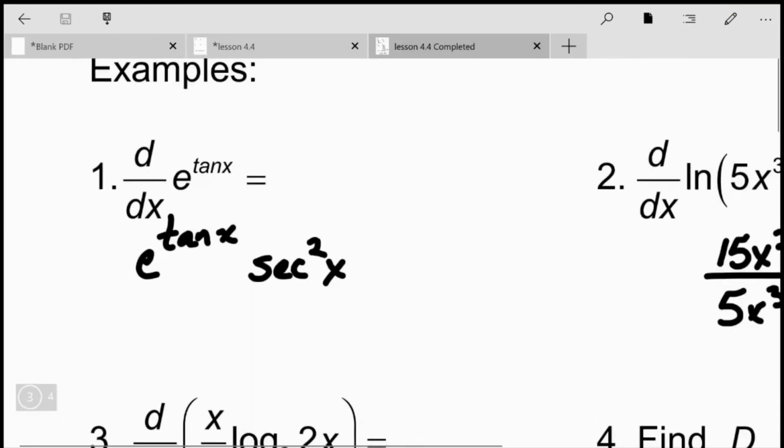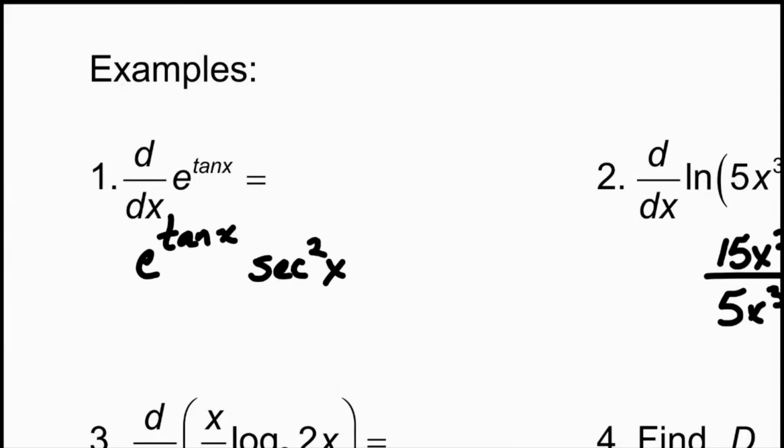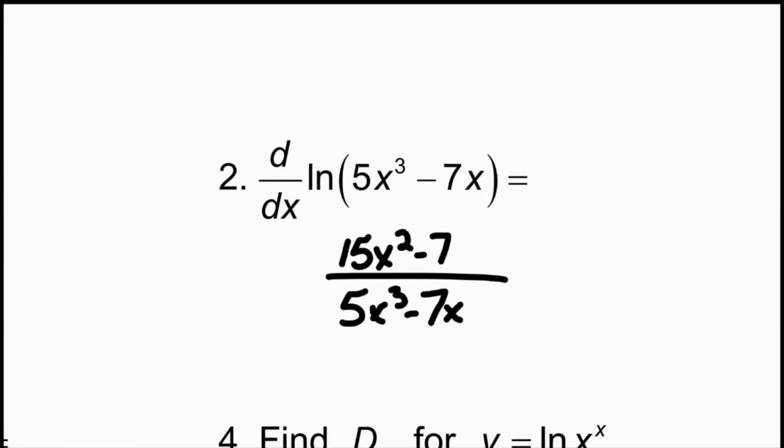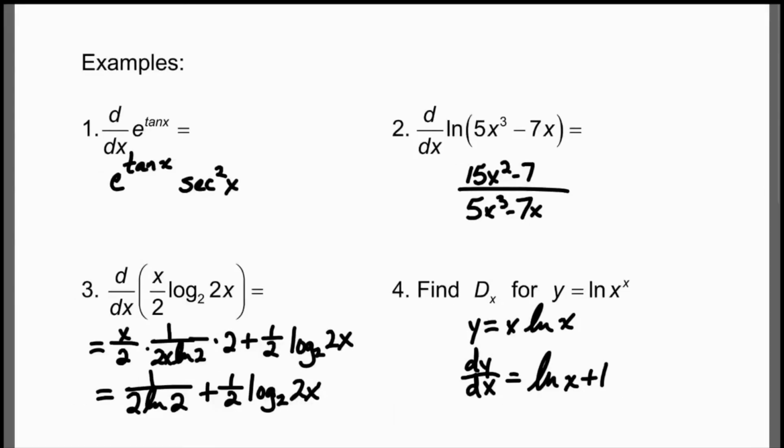Okay, so here is the first one, the derivative of e to the tangent x. The main thing, just remember to use your chain rule: e to the tangent x times secant squared x. The next one is a natural log. So 1 over u, 1 over 5x cubed minus 7x, times du/dx. The derivative of u is 15x squared minus 7. So again, really nothing to do there in terms of simplifying.